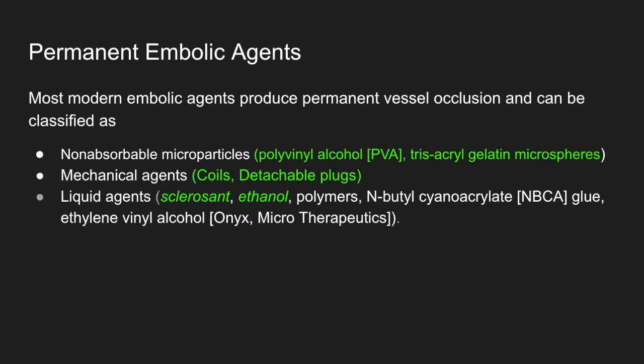Now, those were temporary embolic agents. So now we can talk about permanent embolic agents. Most modern embolic agents produce permanent vessel occlusion, and they can be classified as non-absorbable microparticles, which include PVAs and embospheres. Then you have mechanical agents like coils and plugs. And then you have liquid agents like sclerosants, ethanol, or glue.